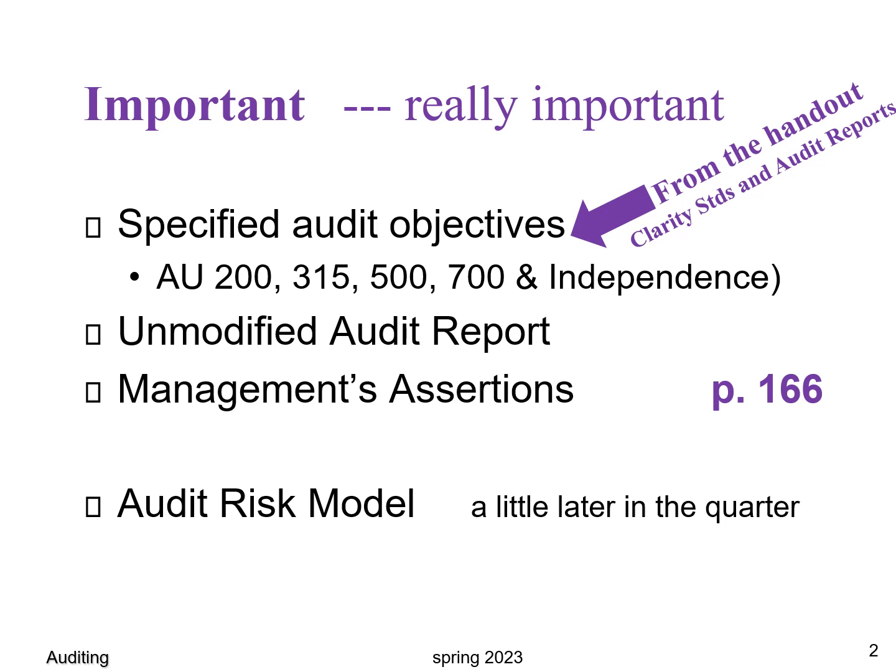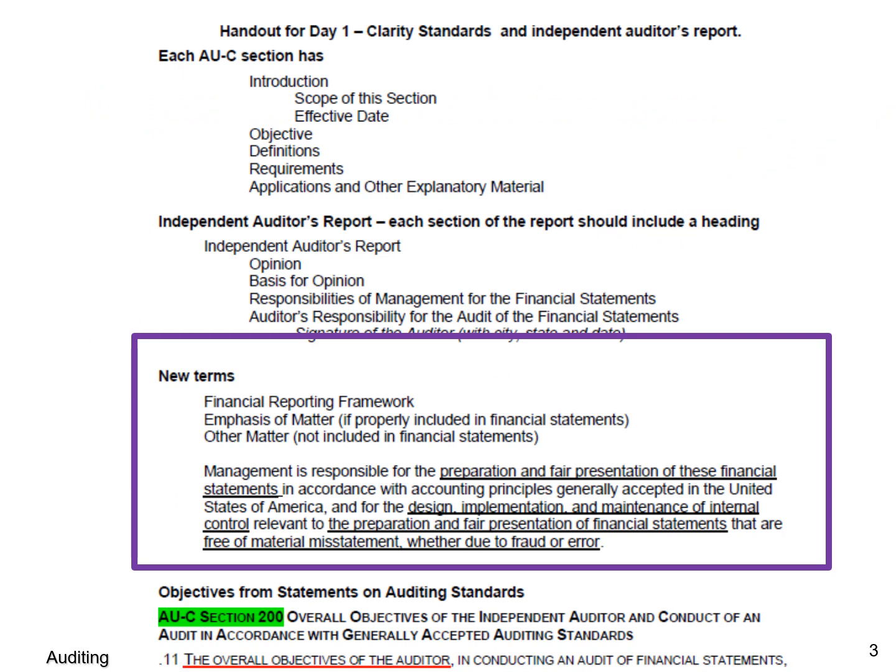Okay, the audit objectives, those definitions are on the handout that I gave you. A lot of the information on the audit reports is on that handout that I gave you. The management assertions are page 166. On the handout, there are some new words. Financial reporting framework. Sometimes that's used instead of GAAP. Instead of saying generally accepted accounting principles, they'll say financial reporting framework, and that way it can apply either to generally accepted accounting principles or international financial reporting standards, either way.